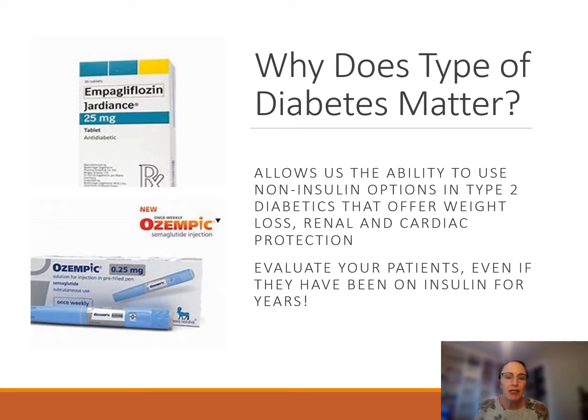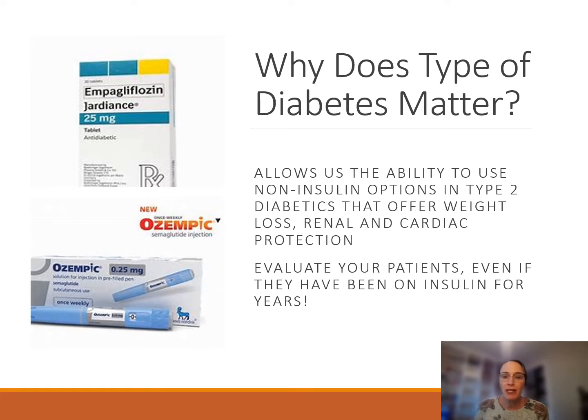The first slide talks about the type of diabetes and why it matters. When you're seeing patients with diabetes, you may have inherited this patient from another provider. They may have had diabetes for years, and I think it's really important to differentiate what type of diabetes they have because it'll really help you know whether or not you can use some of the newer agents in treatment.